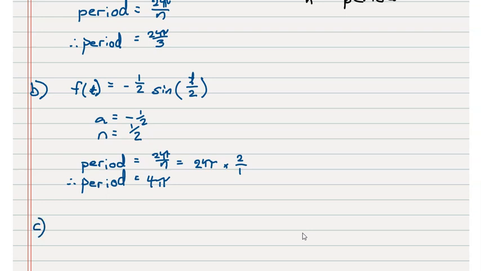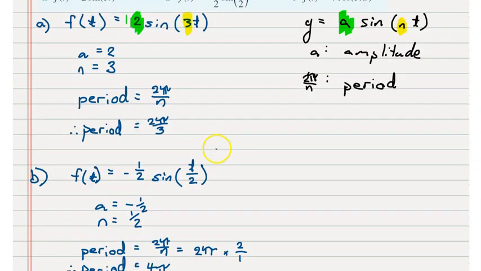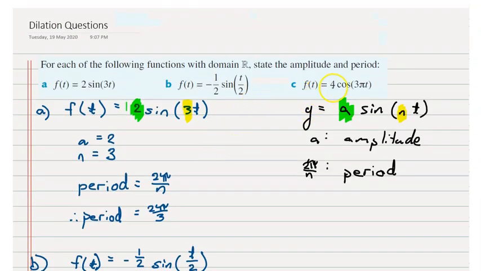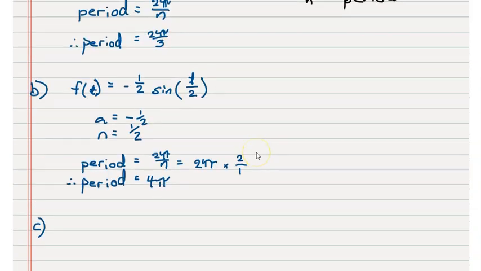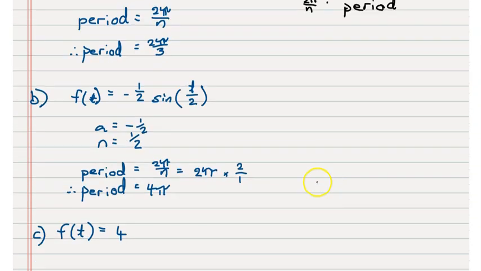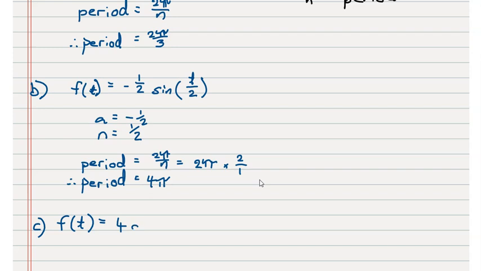Now for question C, let's have a look at what we got. We've got function of t equals 4 cosine 3 pi t. We've got an amplitude of 4, so it's going to have a maximum of 4 and a minimum of negative 4.